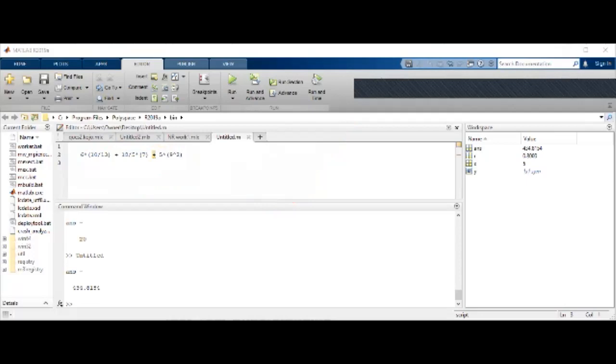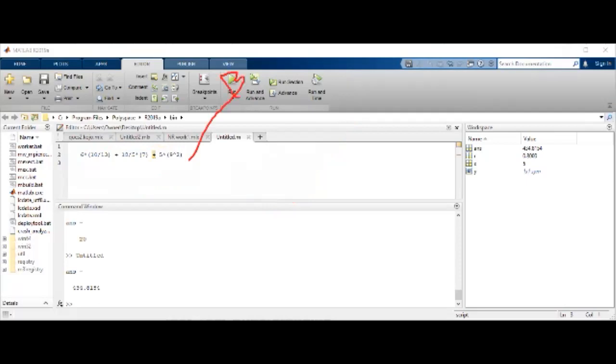When you finish typing here, because we are using the editor side, you have to click on run to run it. And when it runs, the results will be displayed on your command window. The answer we are getting is 434.8154. So we are going to check if that is the answer for that question.